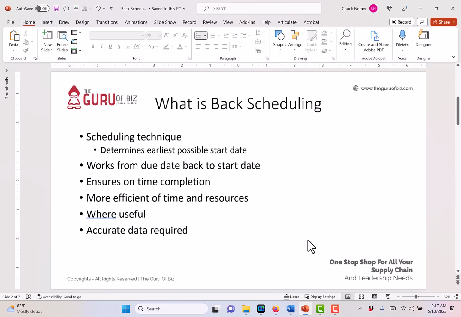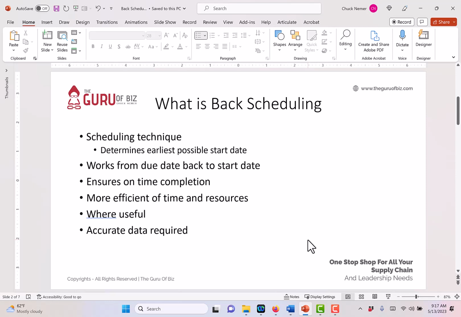So first off, back scheduling is a scheduling technique that we use to determine the earliest possible start date for an operation or a process based on a given delivery or completion date. It involves working backwards from the required delivery or completion date, looks at the lead times for the processes, and works backwards through the process to figure out the starting date, or the starting time, for the operation. And by determining the last start time for each operation or step, we can put together a schedule that ensures the product or service is completed on time.